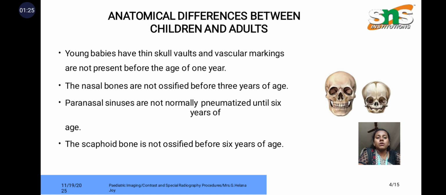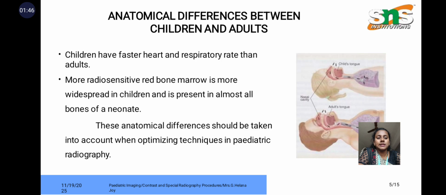Some anatomical differences are present between children and adults. For example, young babies have a thin skull vault, and their vascular markings will not be present before the age of 1 year. The nasal bone is not ossified before 3 years of age, the paranasal sinuses are not normally pneumatized before 6 years of age, and the scaphoid bone is not ossified before 6 years of age.